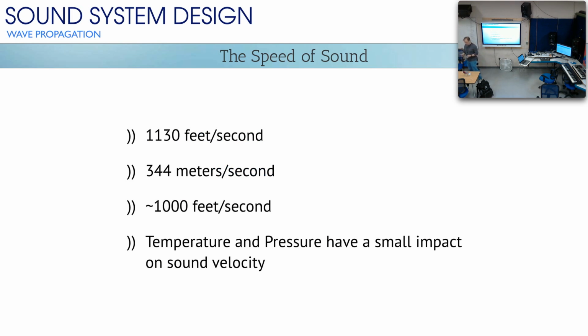Well, the first thing you need to know about how it propagates in space is that it does so at a predictable rate. So we sort of know how fast it moves. On average, it's about 1,130 feet per second.